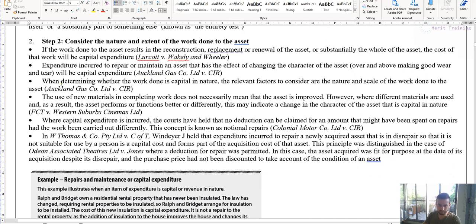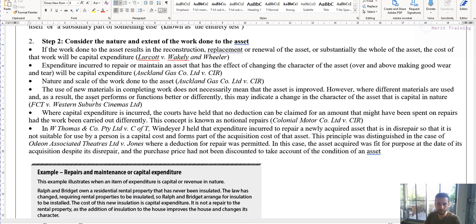And when determining whether the work is capital, the relevant factor is the nature and scale of the work done to the asset. So just delete that, make it a bit easier to read. So is the job just a 2-hour job, up and ready, or is it a 3-week or a 1-month installation process? If it's a long process, large scale, a lot of people involved, more likely to be capital, isn't it? Small job is going to be expensed.